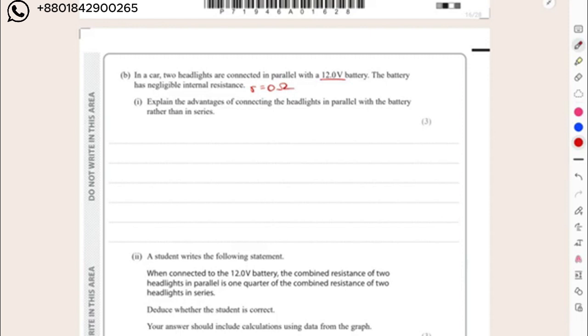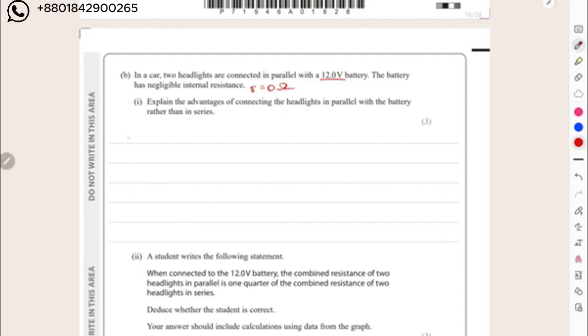It will remain to work, and then again in parallel, each headlight will receive 12 volt, but in series each one would have received 6 volts, right? So in parallel the headlights will be twice as bright as they were in series connection. So yeah, these are enough for the 3 marks that they have provided.